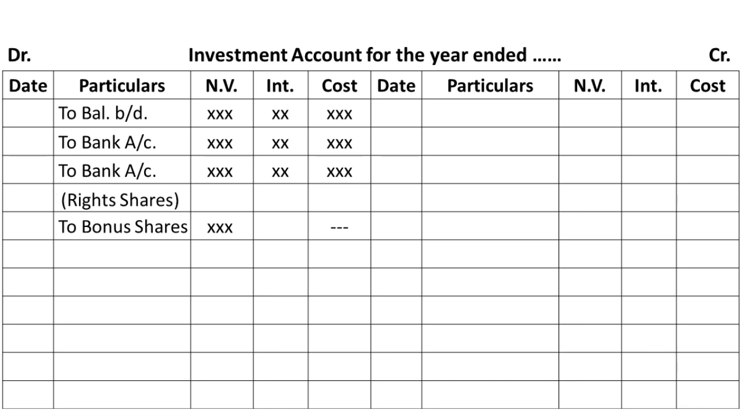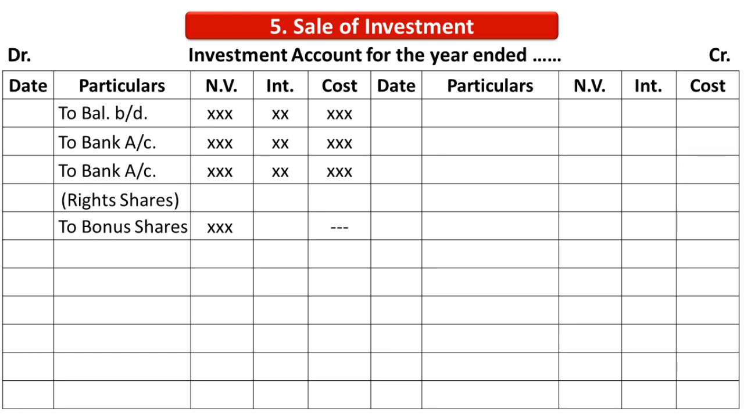The next transaction number 5, sale of investment. Sale of investment should be credited to investment account as investment is going out and cash bank comes in. Therefore, cash bank account debit to investment account. So, investment account credit side by bank account by writing respective amount in the nominal value, amount in the interest or dividend column, and selling price in the column of cost. Very important, selling price in the column of cost.